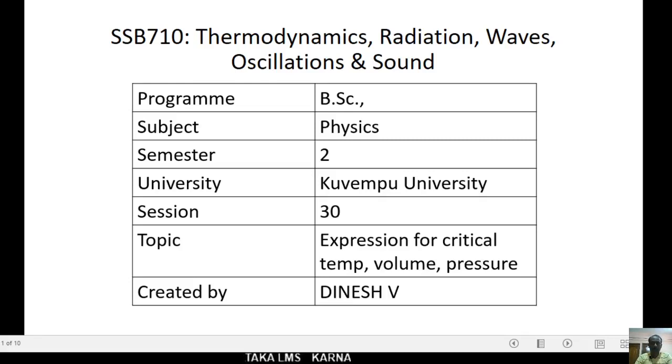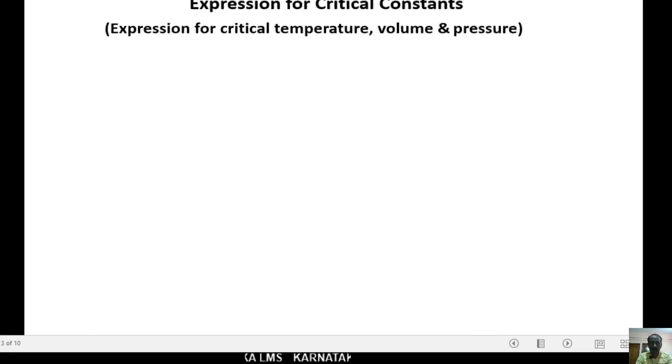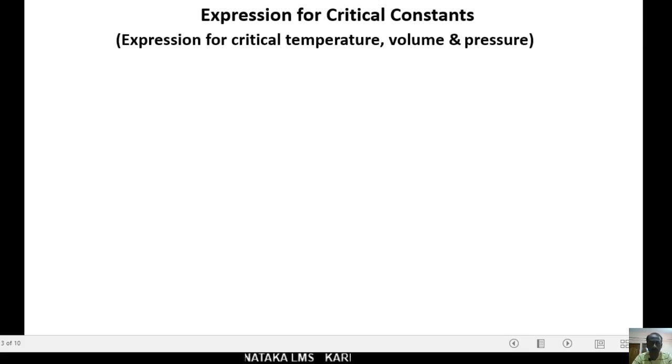Dear students, in this session, I would like to share the topic: expressions for critical temperature, critical volume, and critical pressure. We already know about the critical constants like critical temperature, critical pressure, and critical volume, which were discussed in the previous session videos. Let us see the expressions for these critical constants.